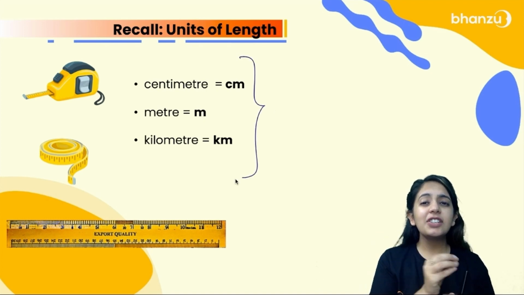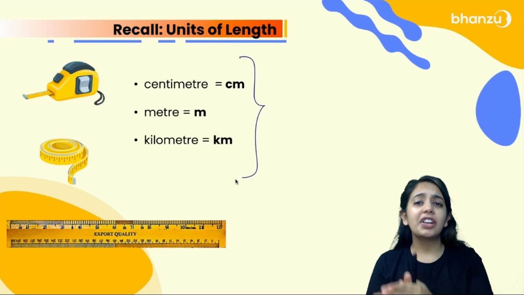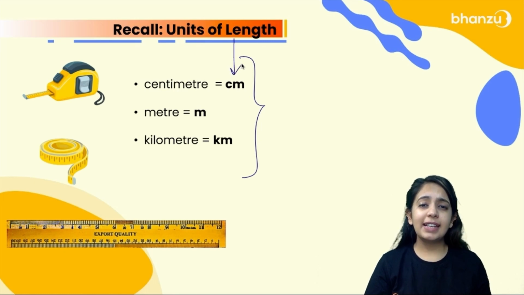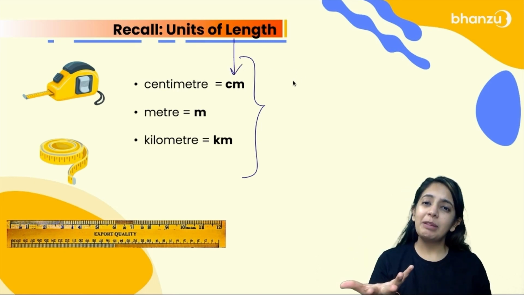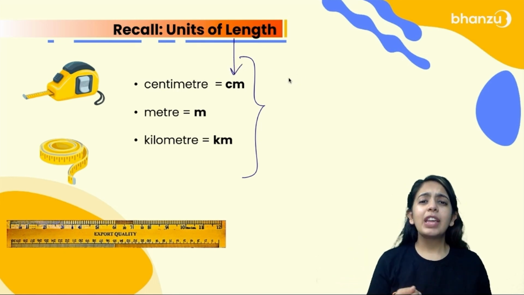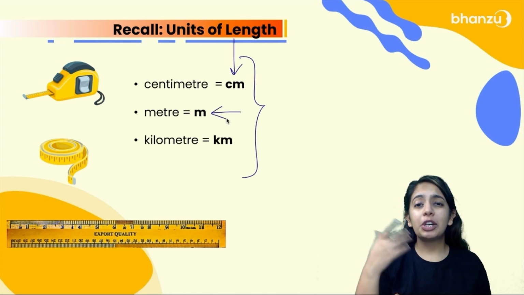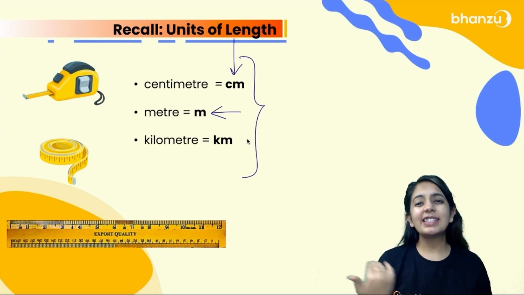Likewise, the unit of perimeter depends on the unit of length. If the length is in centimeter, then the unit of perimeter will also be in centimeter. If the length is in meter, then the unit of perimeter is in meter, and so on.